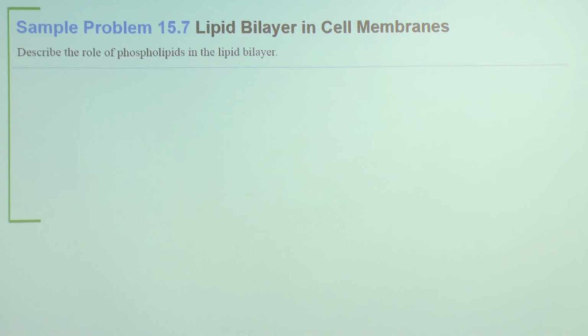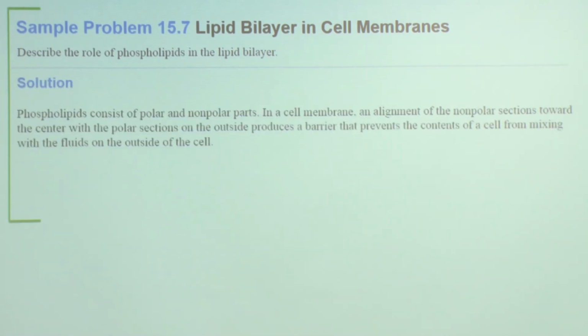Describe the phospholipids in the lipid bilayer. The glycerophospholipids that make up the bilayer have two parts, polar and nonpolar. In the cell membrane, an alignment of nonpolar sections towards the center with the polar sections to the outside produces a barrier that prevents the contents of the cell from mixing with the fluids, separating the contents within from the contents outside.